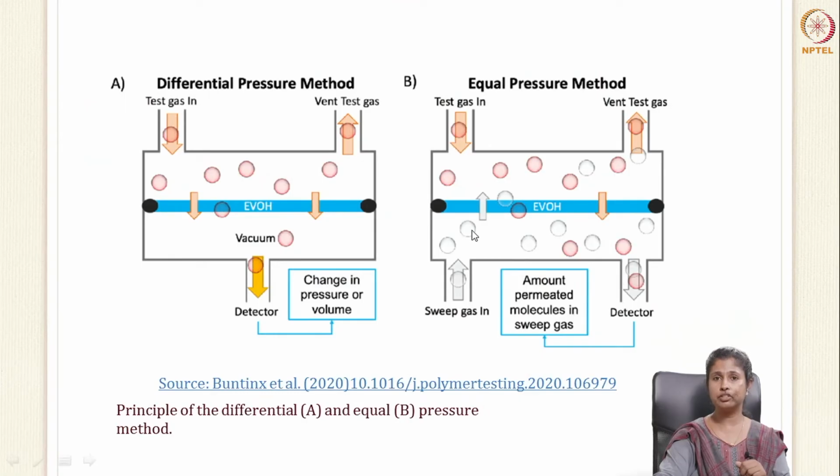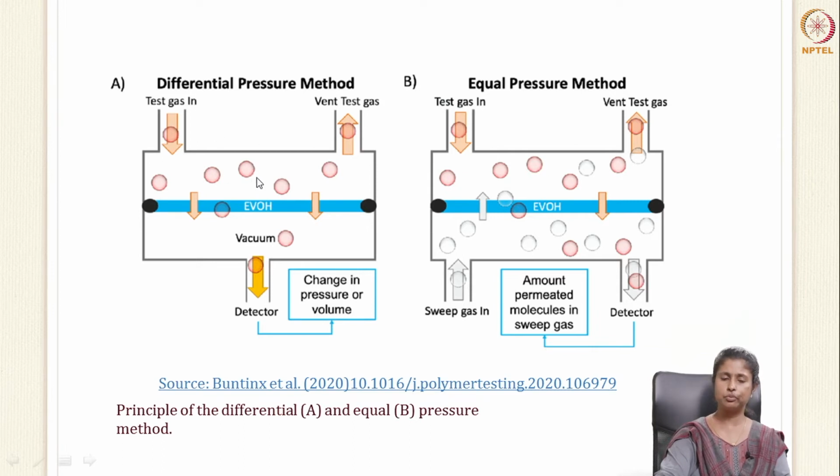Two methods in which this can be done. You can use the differential pressure method or the equal pressure method. In this particular diagram, which is taken from a paper, they have used ethylene vinyl alcohol. But any test sample that is represented by this blue line that you see will be your test plastic material. So there will be two chambers, your inner and your outer chamber.